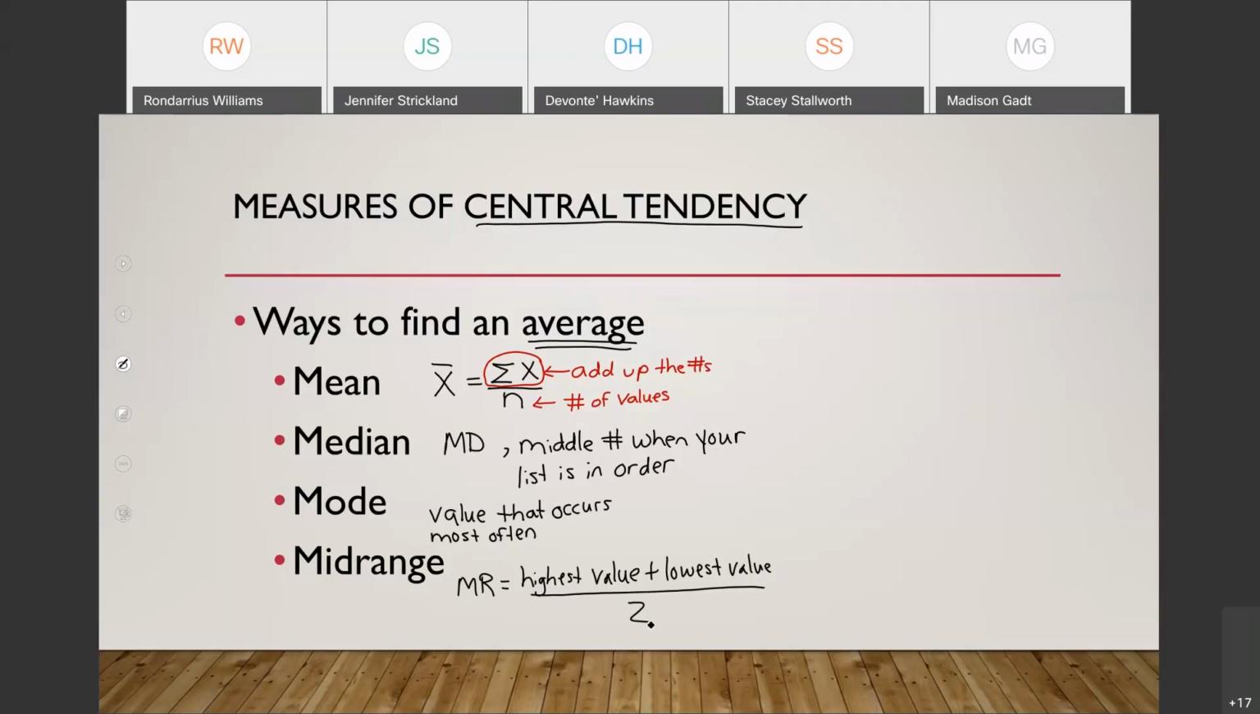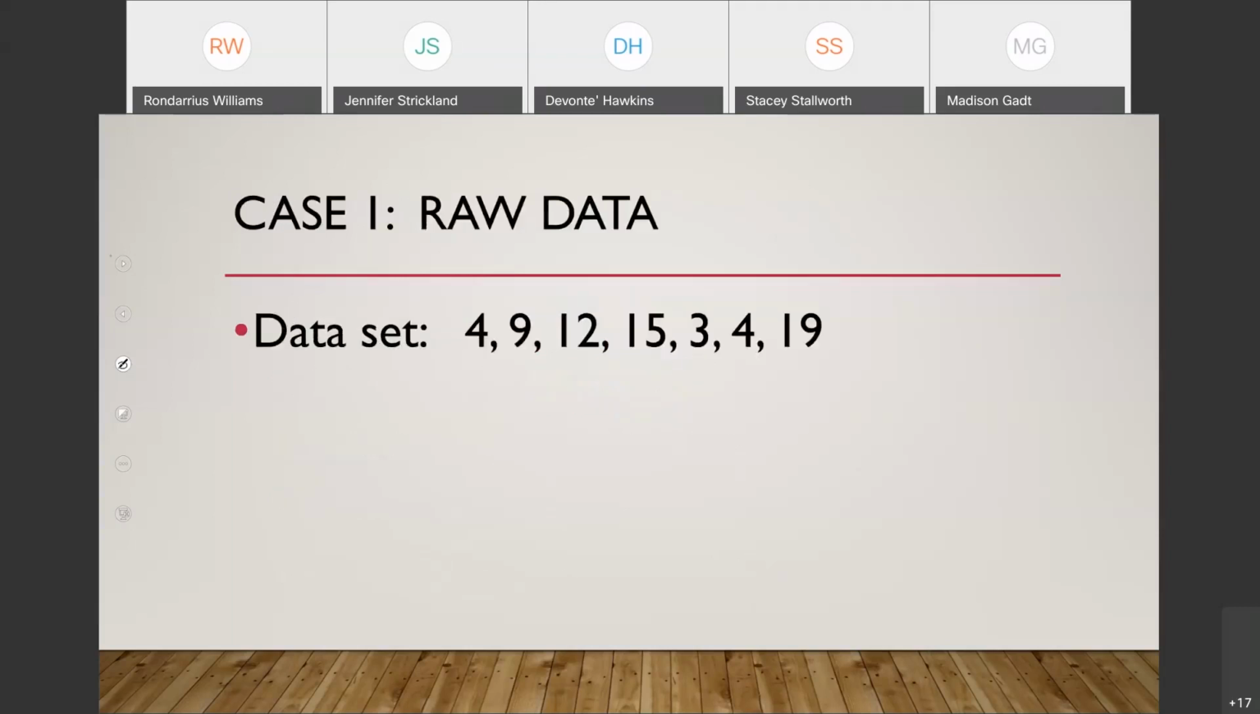So case 1, the first type of problem, is what we're going to call raw data. When we talk about raw data in statistics, we're basically talking about having a list of numbers, just like you see in the example. So we have this data set, these numbers: 4, 9, 12, 15, 3, 4, and 19. Just a regular list of numbers. That's going to be the easy scenario for doing our averages.